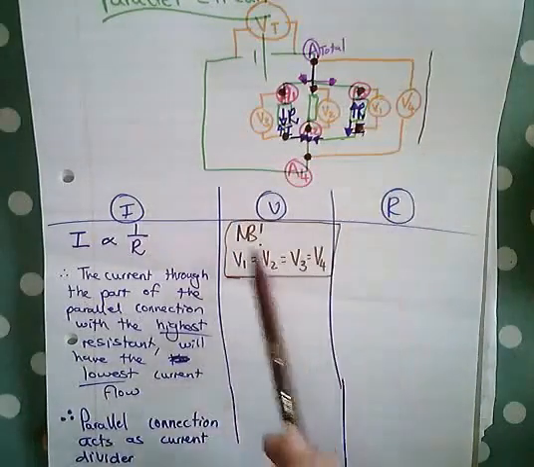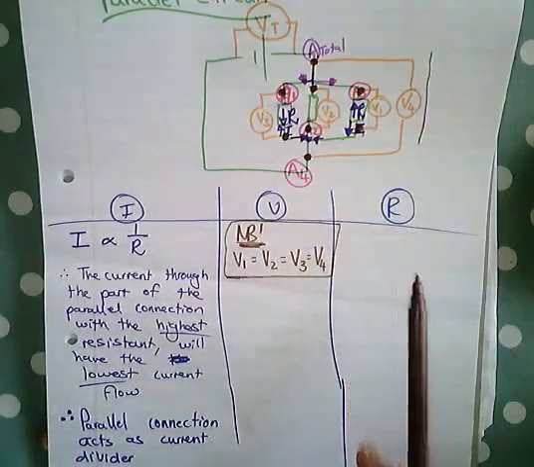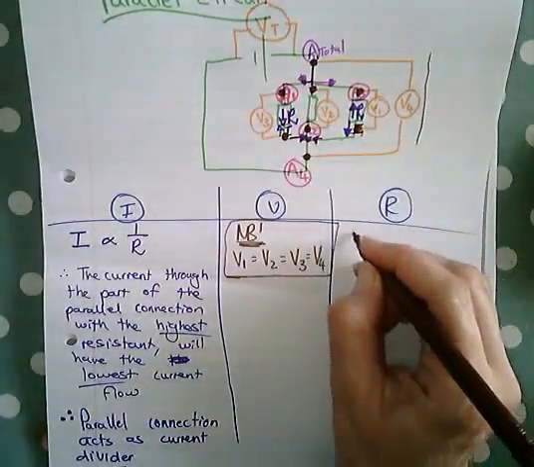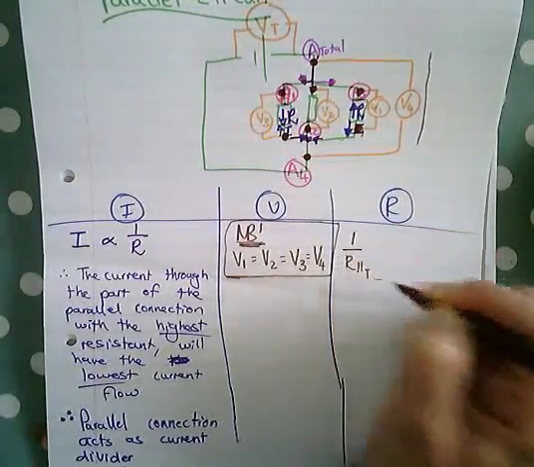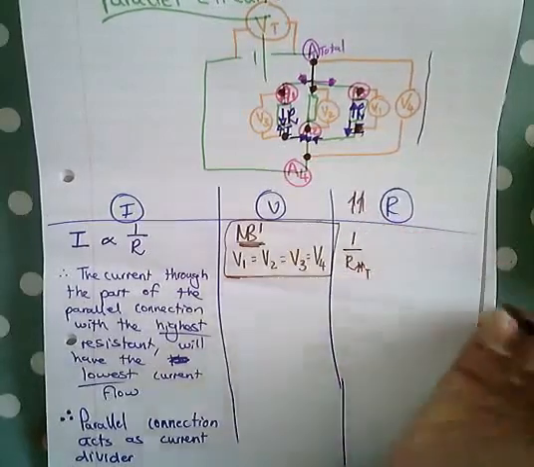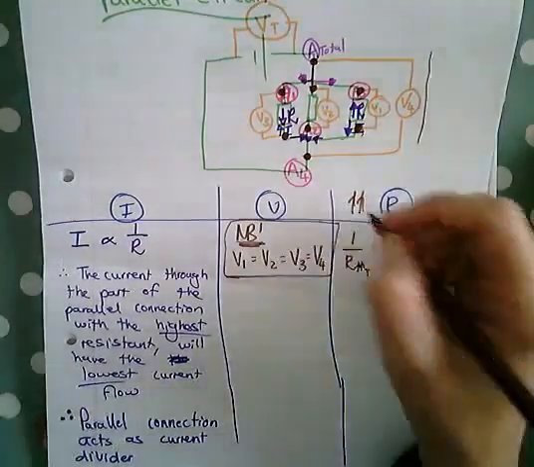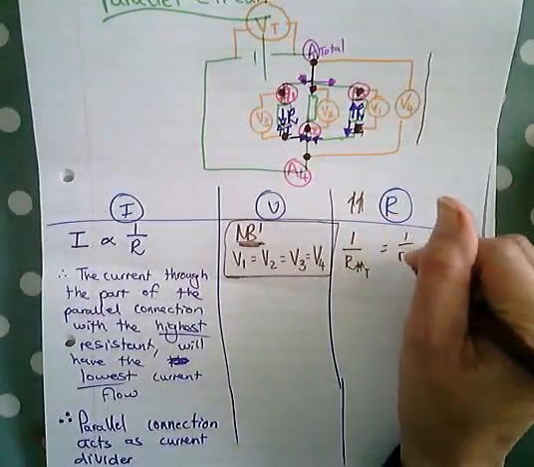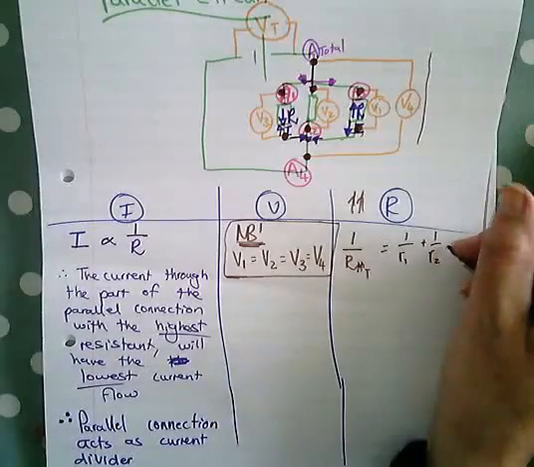Then the resistance. Calculating the total resistance in a parallel connection, here we say 1 over R total parallel connection. That means parallel. You remember parallel, we indicate like that, 2 parallel lines with arrows. So 1 over the total parallel connection is equal to 1 over resistance in parallel connection 1 plus 1 over resistance in parallel connection 2 plus 1 over resistance in parallel connection 3.